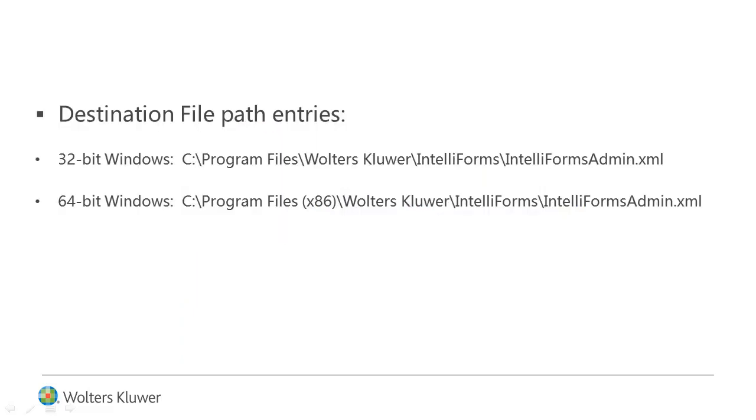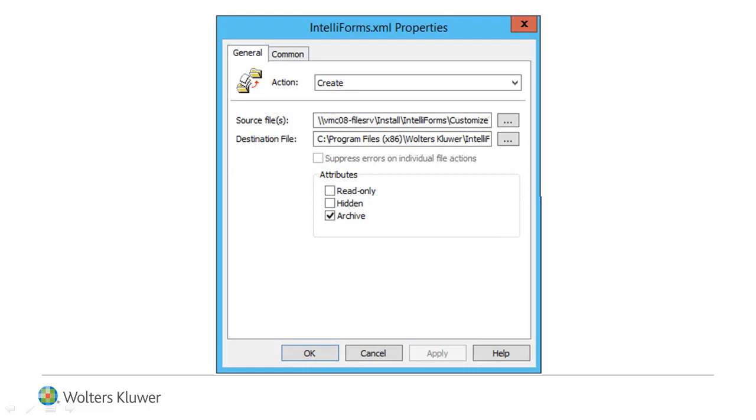The destination file path is the location on the endpoint computers where the IntelliForms admin.xml file is to be deployed. Displayed are the destination locations, depending on the bit version of Windows. The path must end with IntelliForms admin.xml. Once you have completed entering the destination file path, click OK and then exit out of the GPO editor.